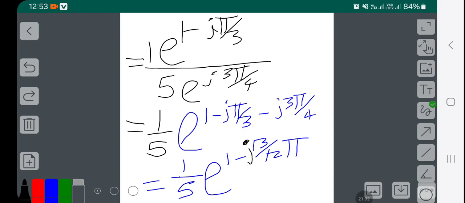Because as you can see, I was subtracting like terms, which is this one and this one. When you subtract, I get negative 13 over 12 pi. And there's that J. Please don't forget to write that J. It was my mistake to miss it out. I'm very sorry for that. But let's move on.